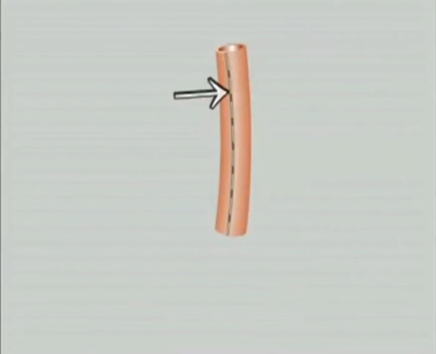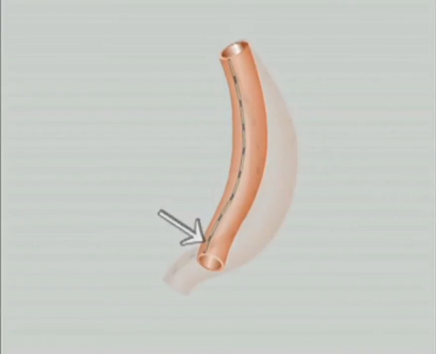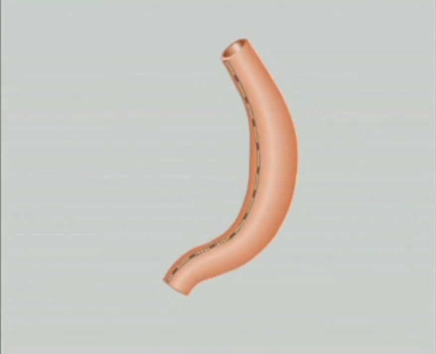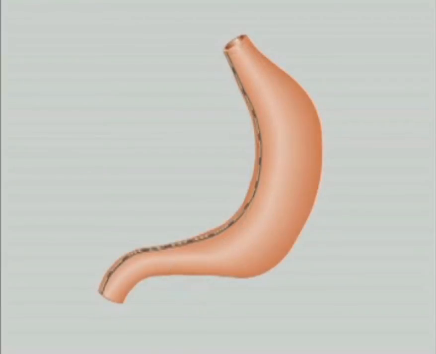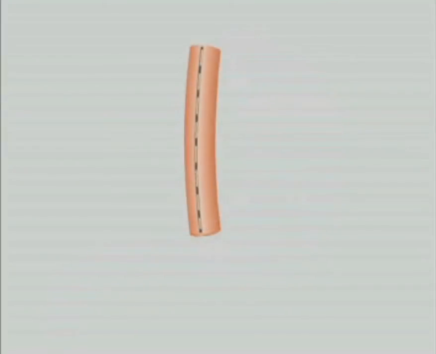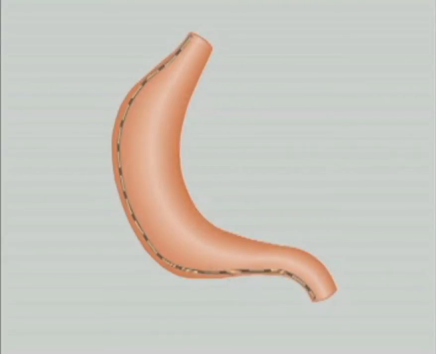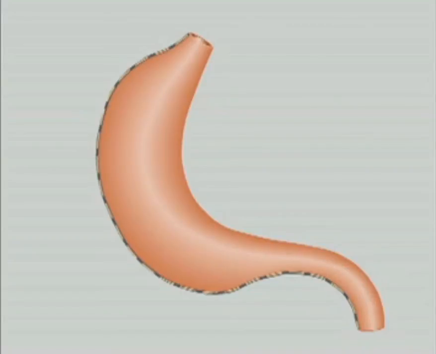The line of attachment of the ventral mesogastrium swings round to the right as the foregut develops. It ends up running along the lesser curve of the stomach and the top of the proximal duodenum. On the back, the attachment of the dorsal mesogastrium swings round to the left. It ends up running along the greater curve of the stomach and the underside of the proximal duodenum.